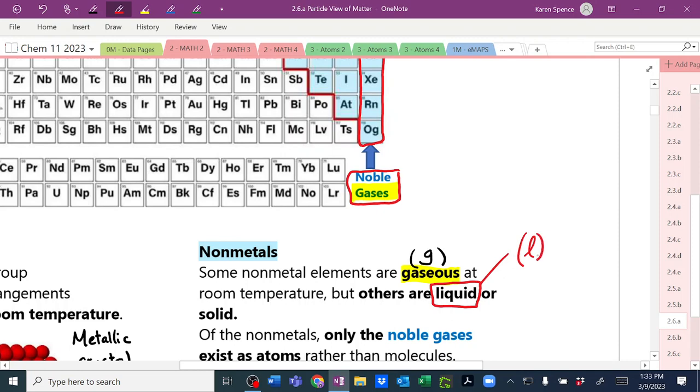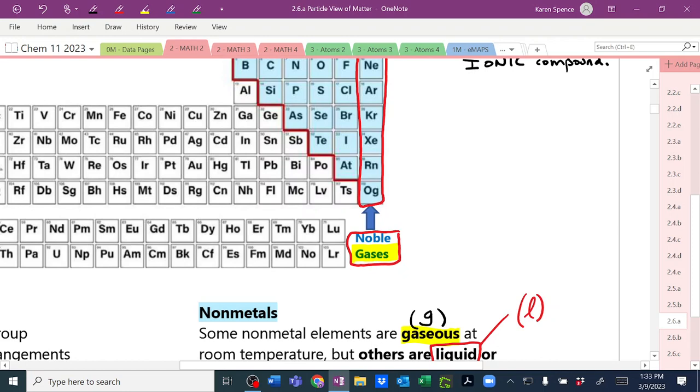Mercury is the one liquid metal. But how about the one liquid non-metal? I wouldn't expect you to know it at this point necessarily. The one liquid non-metal at room temperature is bromine. Br2 comes as a liquid.